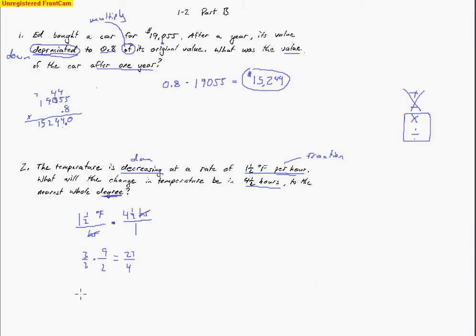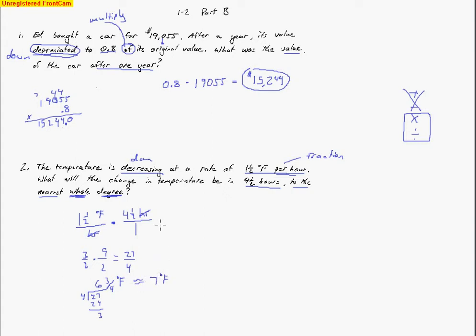I can multiply straight across, which gives me 27 fourths. Now I just do some division to change it back to a mixed number. 4 into 27 goes 6 times. Do the subtraction, and I'm left with 3 left over. So 6 3/4 degrees Fahrenheit would be my exact answer, but they don't want that. It says to the nearest whole degree. Whole degree means change it to a whole number. So it's going to be about 7 degrees Fahrenheit.